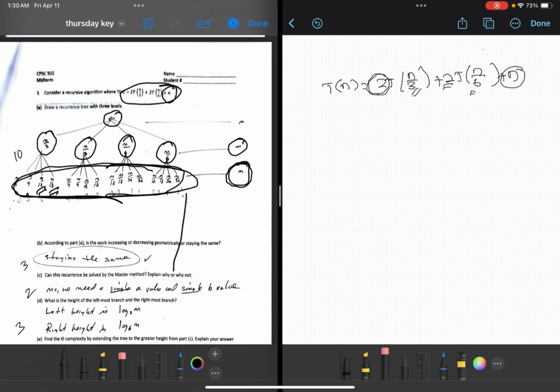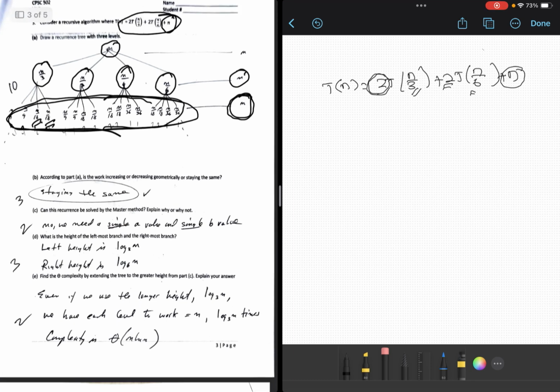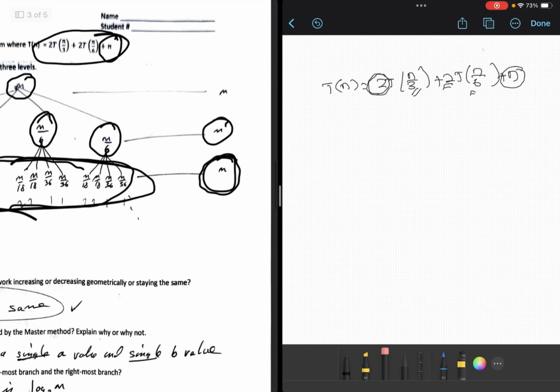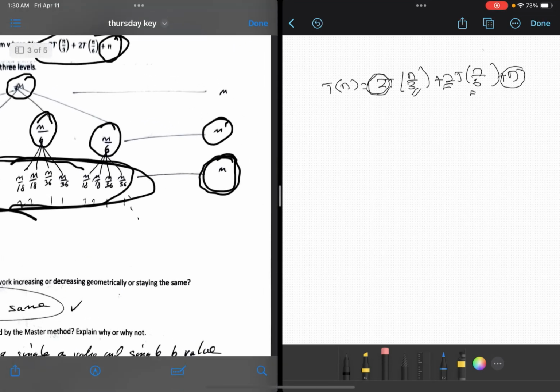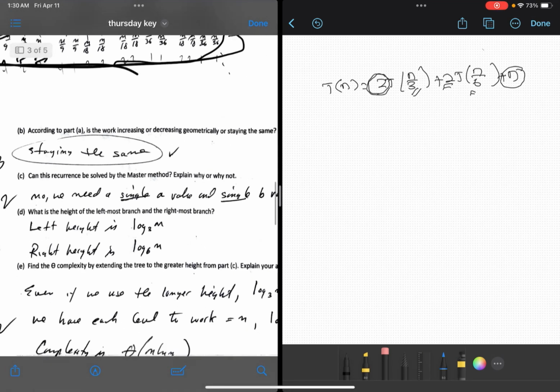Let's go to the next questions. According to part A, is the work increasing or decreasing geometrically or staying the same? We can clearly see that the work in each level is staying the same. So the work is going to stay the same.